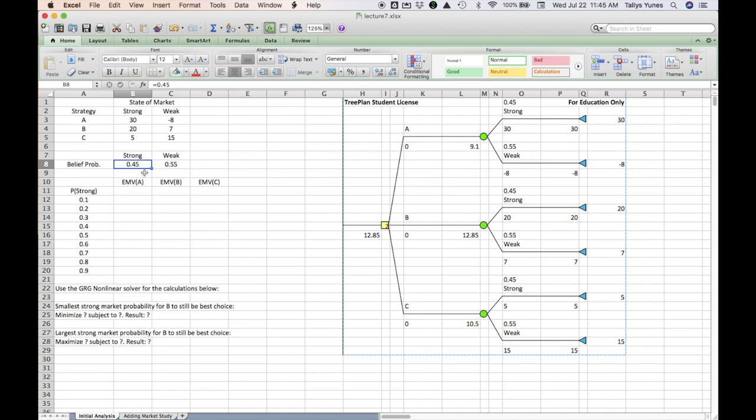So just double check that ahead of time. Great. Now let's move on to the data table itself.